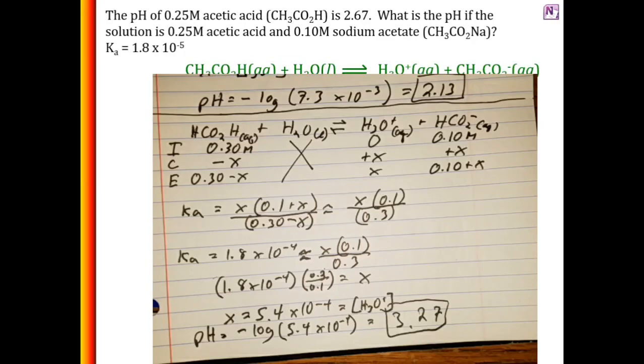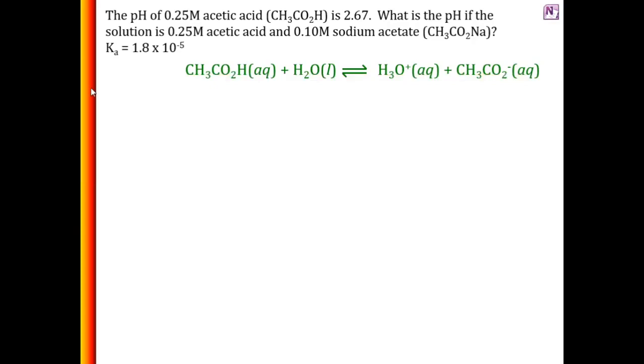Okay, so moving on to the next slide, we have another question. This time they're telling us the pH of a 0.25 molar acetic acid solution is 2.67. We want to know what the pH of the solution is if we have 0.25 molar acetic acid and 0.10 molar sodium acetate. In other words, we're adding acetate ion to an acetic acid solution. They want us to calculate the pH. They gave us the Ka here, 1.8 times 10 to the minus 5. So I'll give you some time now to pause the video and work this problem out.